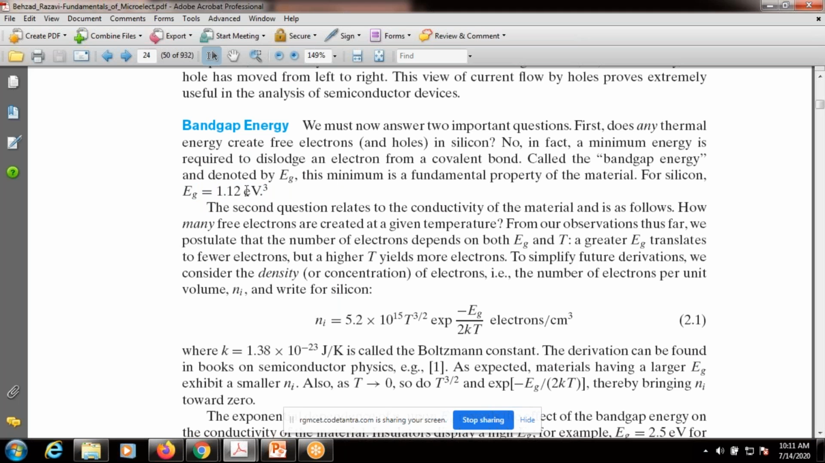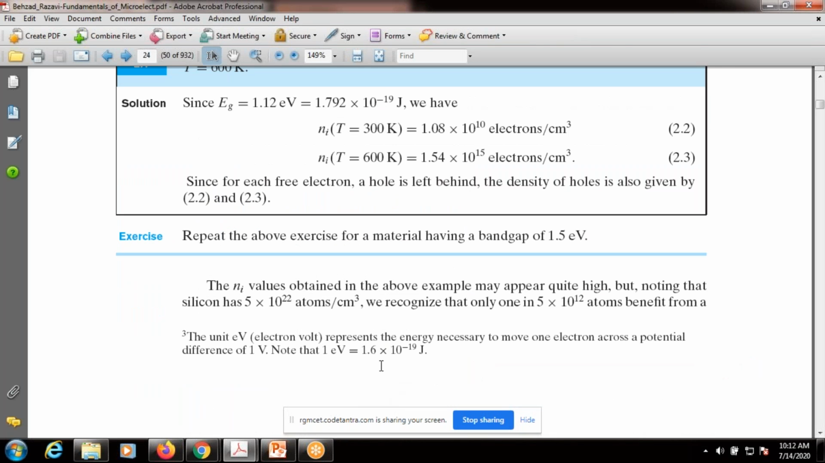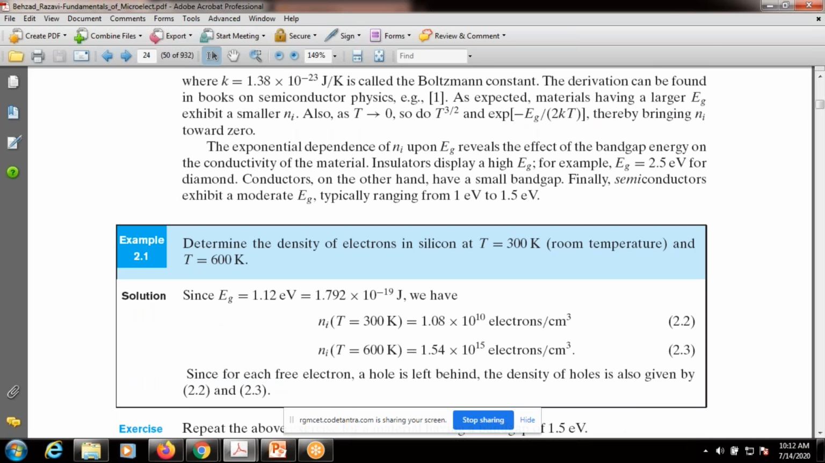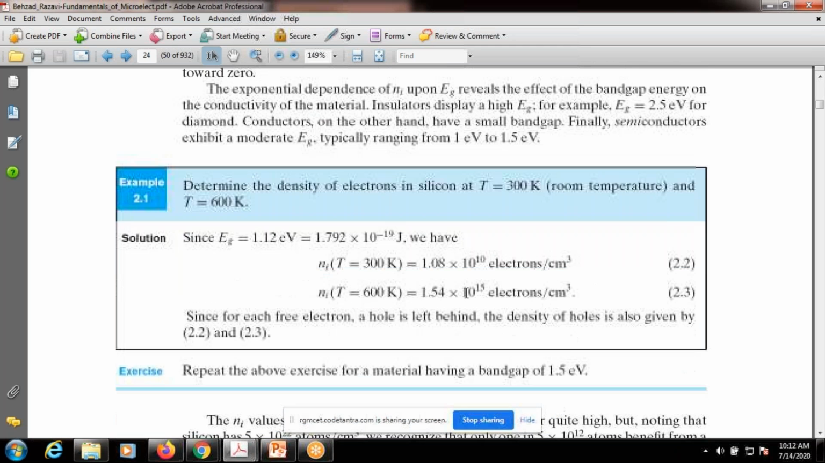And what is meant by electron volt? An electron volt is the energy for moving one electron through a potential difference of 1 volt, and that value is also given: 1.6 into 10 power minus 19 joules. And there is a formula: the number of charge carriers mainly depends upon E_G and temperature. The remaining terms are all constant values. E_G is the band gap energy and T is the temperature. Already we discussed all these things.